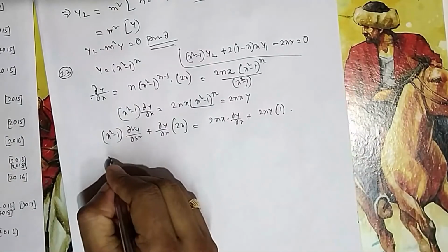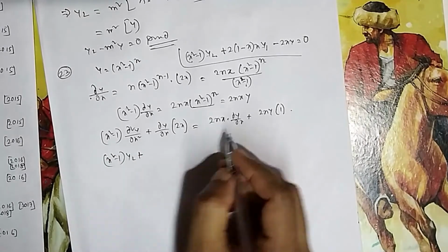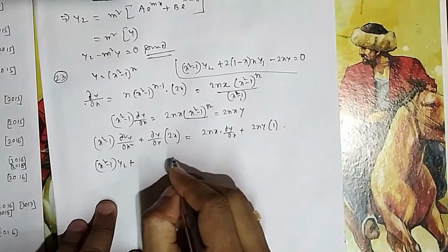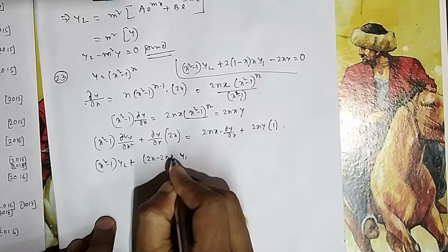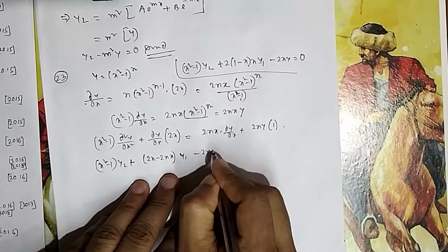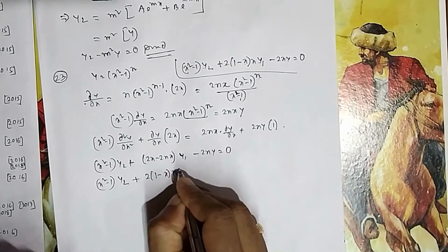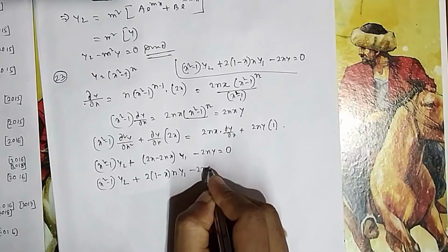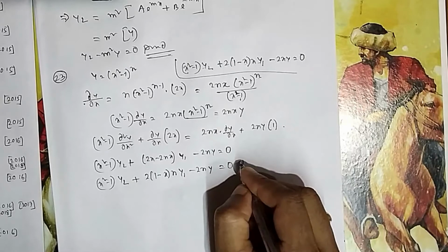So now if you bring everything this side, it will be y₂ minus or plus, you can take common dy/dx, that is y₁. So here it will be 2x − 2nx and −2ny is equal to 0. You can take 2 and n common, so it will be (1 − x) n y₁ − 2ny is equal to 0. That is proved.